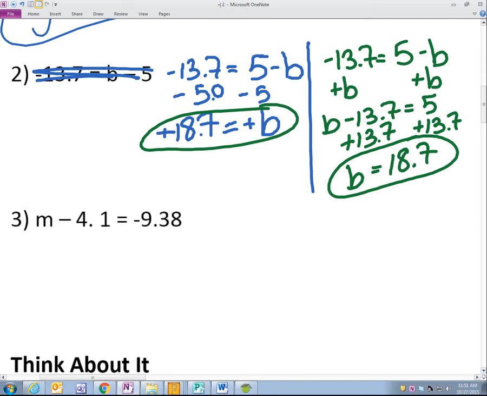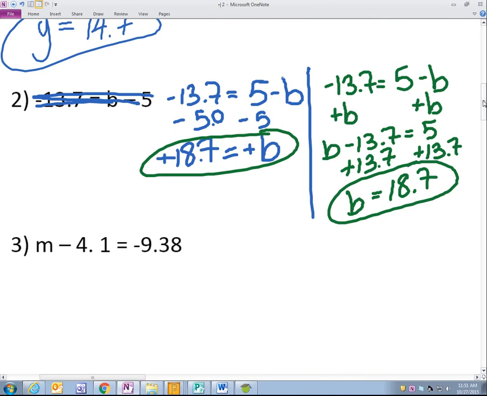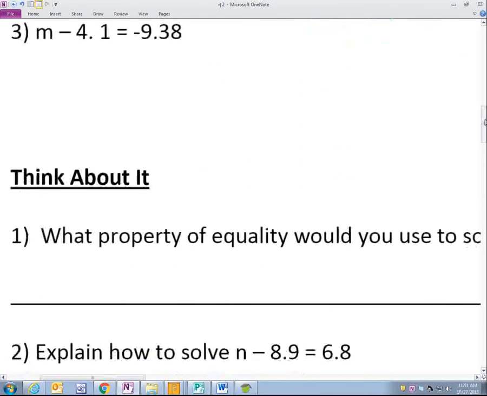So there are 3 questions like that. Number 2, that's why I wanted to rewrite it. And I'm probably going to take a screenshot of that and put it on my website. All right. This one here, what's happening to the variable? 4.1 is being taken away from it. So to make the variable by itself, I have to add 4.1 to both sides.